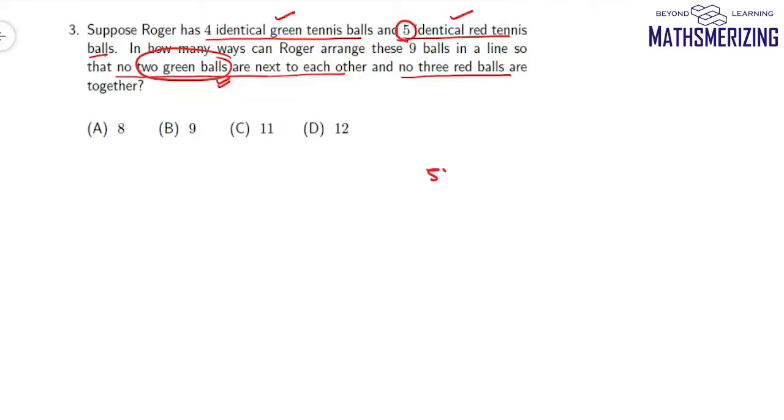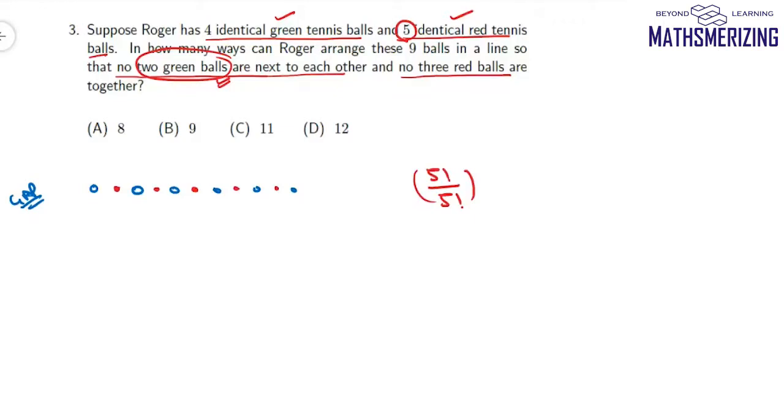So it can be done in factorial 5 upon factorial 5, which is only one way. So I have arranged these red balls 1, 2, 3, 4 and 5. When I have placed these 5 red balls, I have these 6 gaps. If I place these green balls in these 6 gaps, then no 2 green balls will be together. So this is called the gap method.